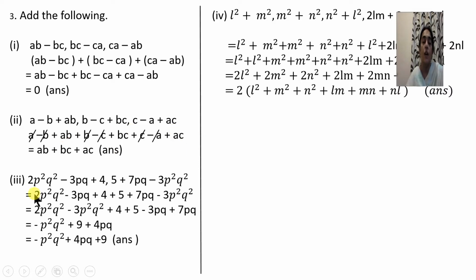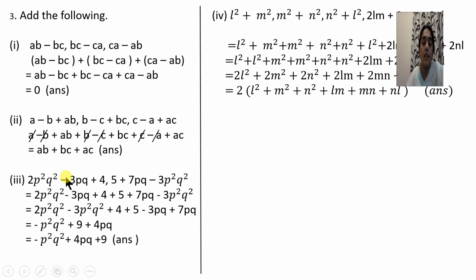Third one: 2p square q square minus 3pq plus 4, and 5 plus 7pq minus 3p square q square. Now first of all, I will remove this comma and put a positive sign in between. So 2p square q square minus 3pq plus 4 plus 5 plus 7pq minus 3p square q square.